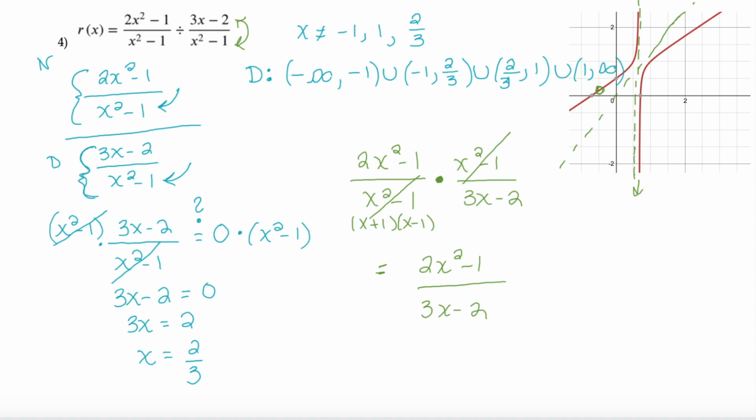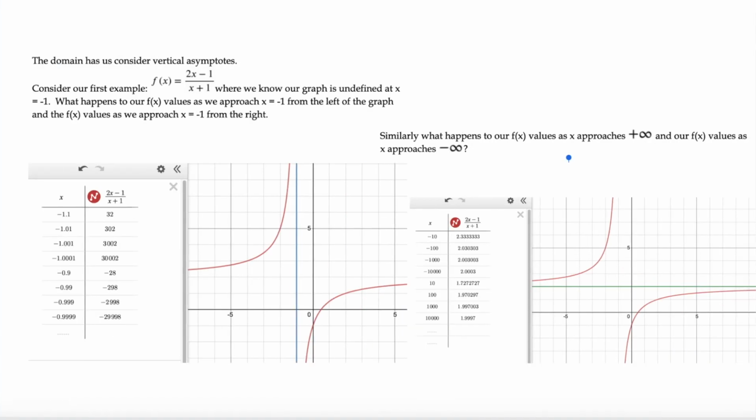Let's head over to slide 5, where we're going to actually start defining some pieces here. In that first example, we know our graph is undefined at x is -1. So what happens to our graph as we approach -1 from the left side of the graph? And what happens to our values as we approach -1 from the right side of our graph?